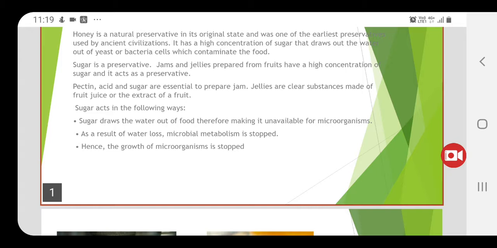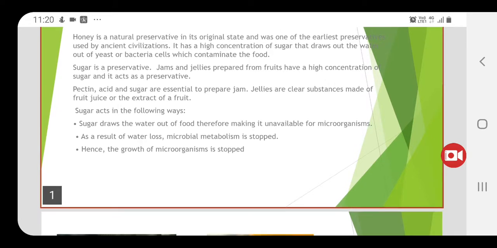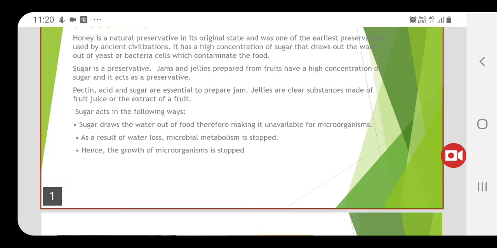If we extract the fruit juice, we can prepare jams and jellies by using a high concentration of sugar, where the high concentration of sugar acts as a preservative. Pectin, acid and sugar are very essential to prepare jam. Jellies are clear substances made of fruit juices, or the extract of fruit. In the preparation of both jams and jellies, sugar is used.